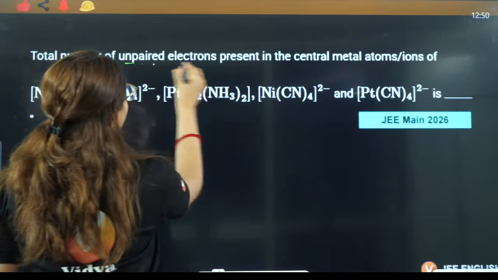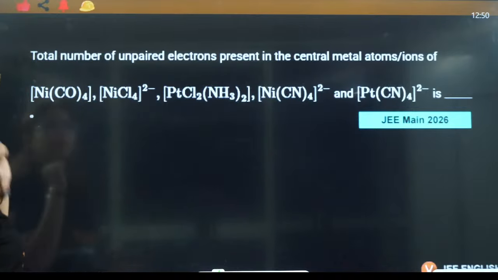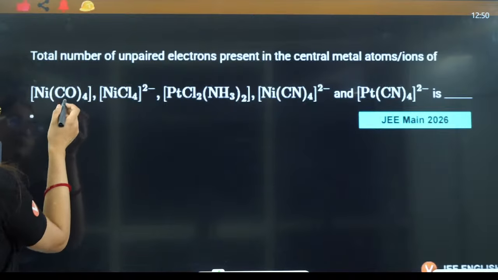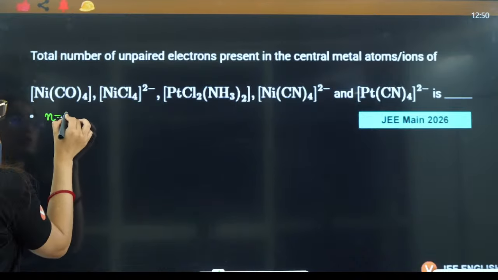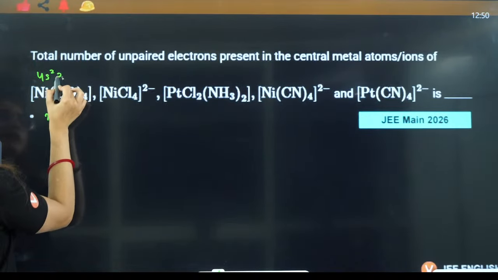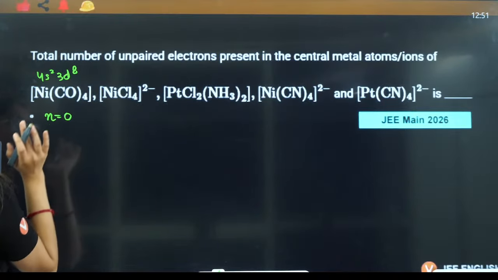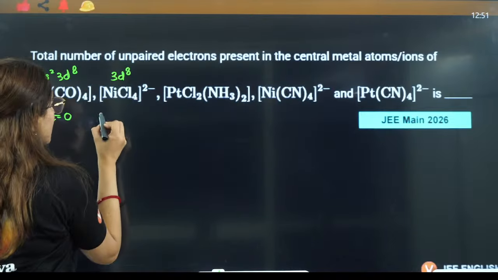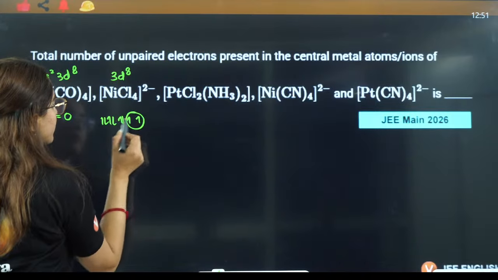Total number of unpaired electrons present in the central metal atom of the ions is what? Total number of unpaired electrons. In this case, Ni(CO)4, if you remember, this is a strong field ligand. The number of unpaired electrons was 0 here. We have solved it. It was actually 4s2 3d8. Total 10 electrons were there. All of them were paired. So the number of unpaired electrons is 0. In this case, you had 3d8. This is 1, 2, 3, 4, 5, 6, 7, 8. So the number of unpaired electrons is 2.